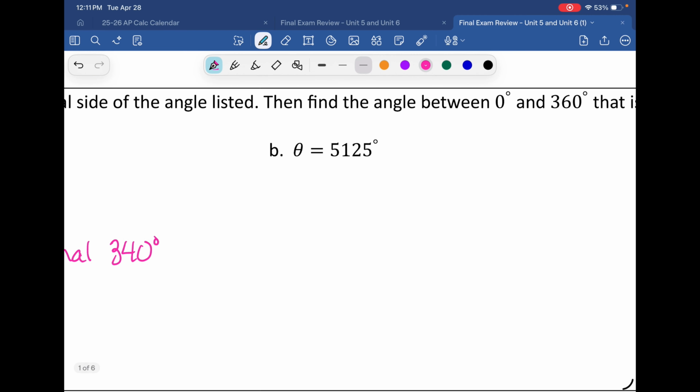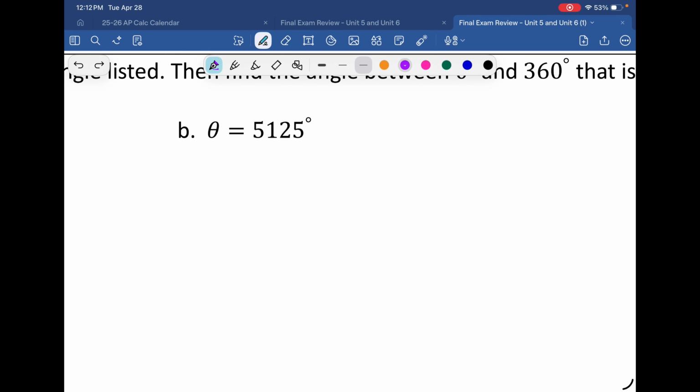All right, now this one's a pain. 5,125 is just really, really big. So you can 100% subtract 360 degrees as many times as it takes to get an angle between 0 and 360. Find your joy. Since I know it's going to be a lot, the first thing I want to do is divide. I want to see how many times 360 goes in, because that's going to tell me the number of full rotations in 5,125.